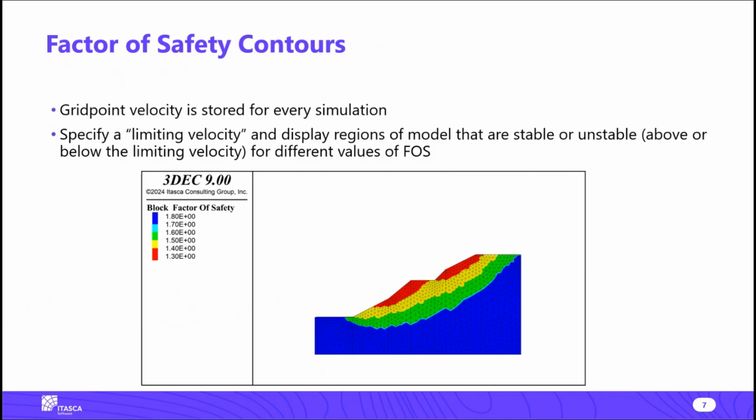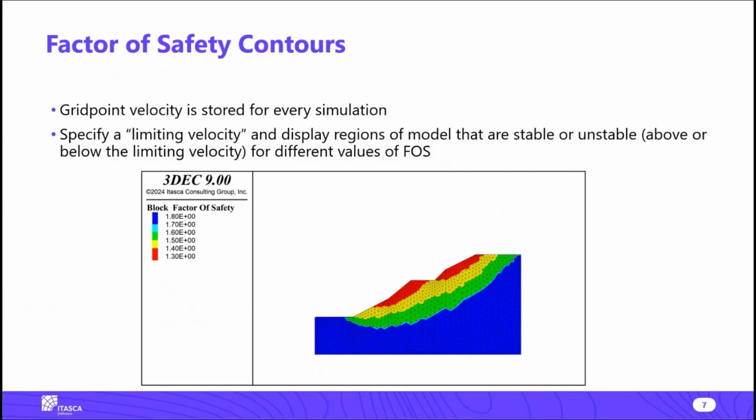A relatively recent addition to the factor of safety capability is the ability to show contours of factor of safety. And we'll have an example of this in a minute, so it'll become more clear. But essentially what it does is it runs the simulation like regular, trying all these different strength values and running the model. After each one of the simulations, it stores the grid point velocity. And so when you get to the end, you can use the stored velocities to give you a map of factor of safety in different parts of the model.